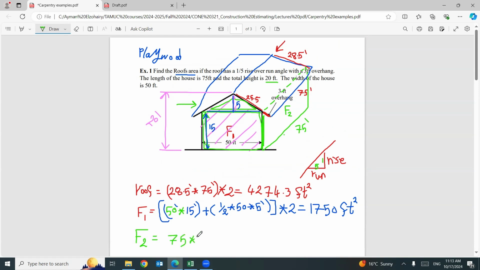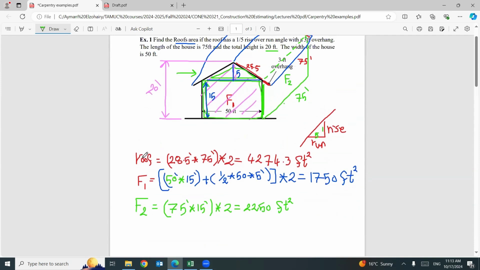If you have any comment, if you have any question, let me know. This is the area of one side. I will multiply by 2 because we have another side on the opposite direction. So 75 by 15 by 2 equals 2,250 square feet. That makes sense?